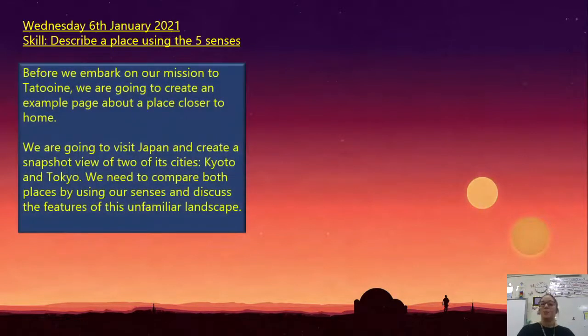Okay. So before we embark on our mission to Tatooine, we're going to create an example page about a place closer to home. We're going to visit Japan and create a snapshot view of 2 of its cities, Kyoto and Tokyo. We're going to compare both places by using our senses and discuss the features of this unfamiliar landscape.